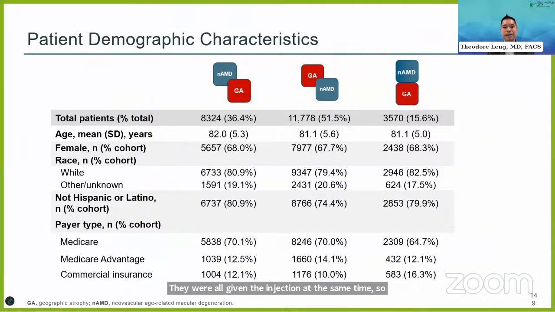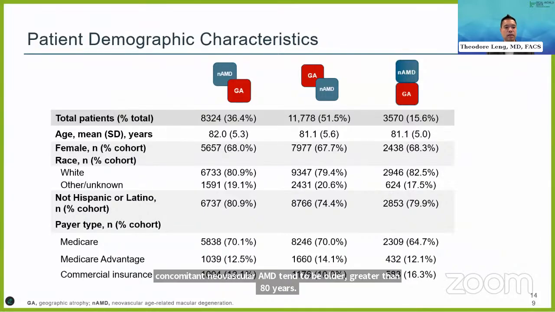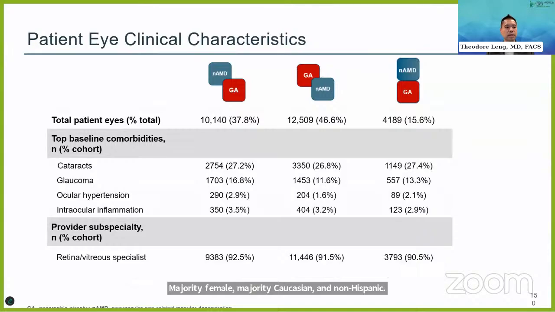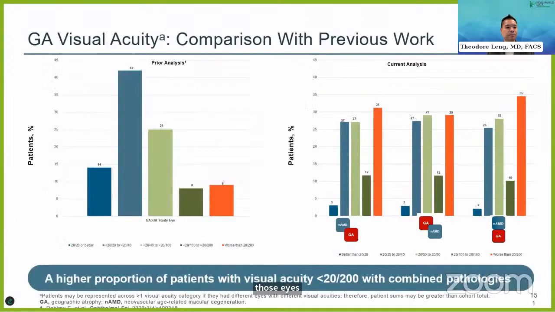With regards to baseline demographics, GA patients with concomitant neovascular AMD tend to be older, greater than 80 years, majority female, majority Caucasian, and non-Hispanic. These characteristics were generally similar across all cohorts. The baseline comorbidities were also similar across all cohorts, with 30% of eyes having cataracts and 90% of those eyes being treated by a retina specialist.